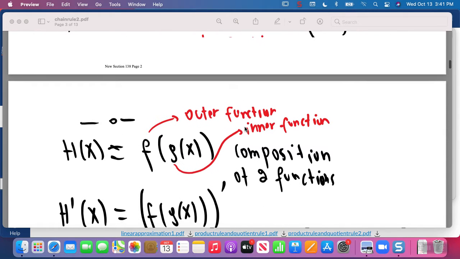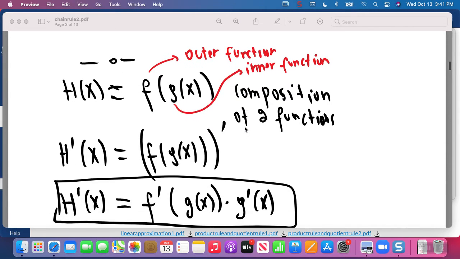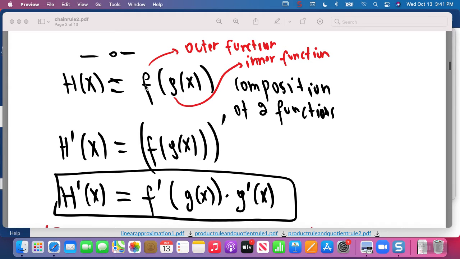So the chain rule is basically a way of taking the derivative of a composition of functions. For example, if you have f composed with g of x, or we say f of g of x. If we name it uppercase h of x, then we want to take the derivative of this function. We describe f as the outer function and g as the inner function.